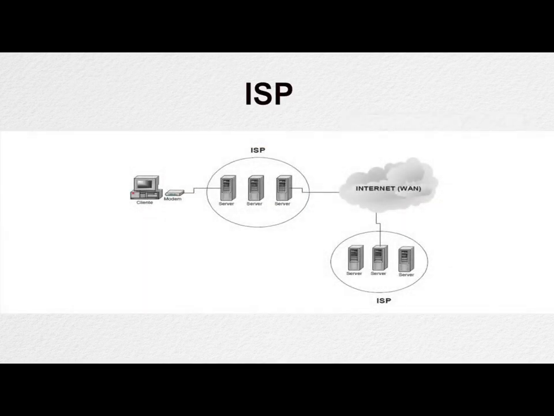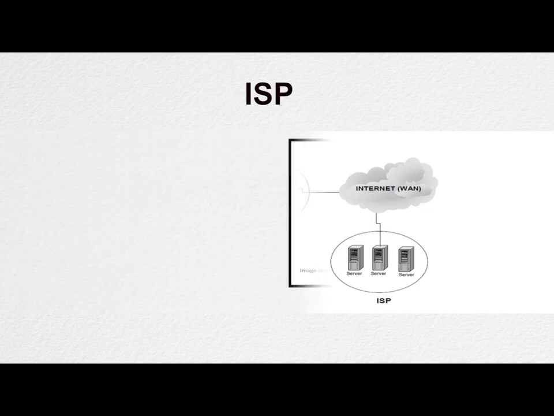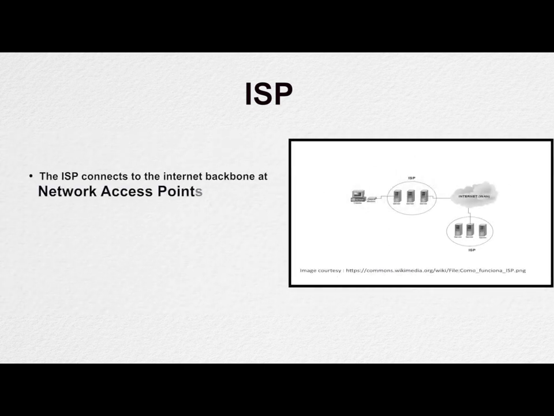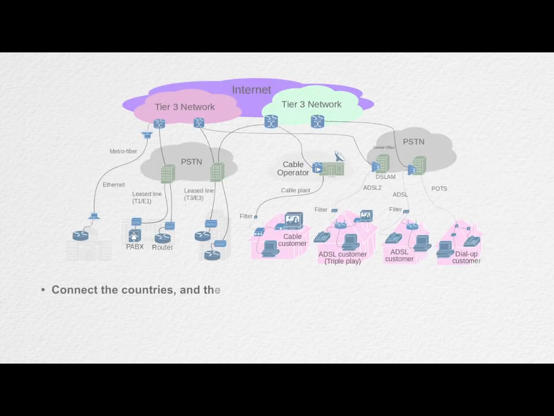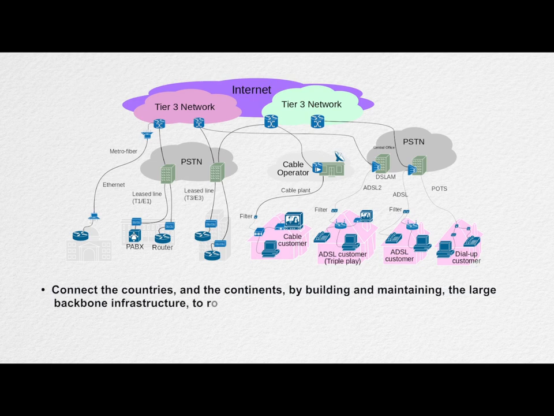The ISP is the link between the internet backbone, through which the entire data is routed, and the user. The ISP connects to the internet backbone at network access points, or NAP. These NAPs are provided by the large telecommunication companies in various regions. These large telecommunication companies connect the countries and the continents by building and maintaining the large backbone infrastructure to route data from NAP to NAP.